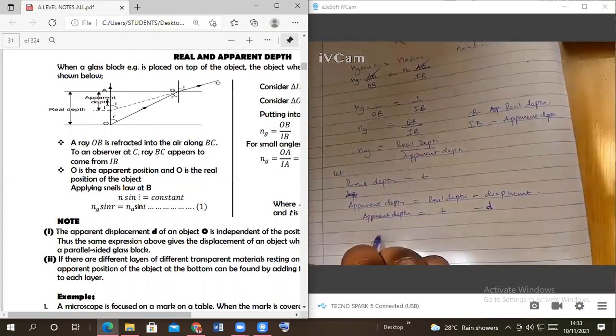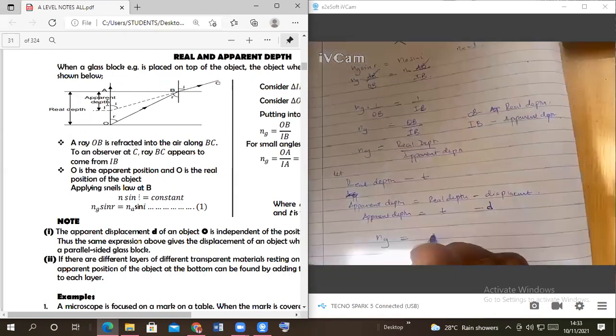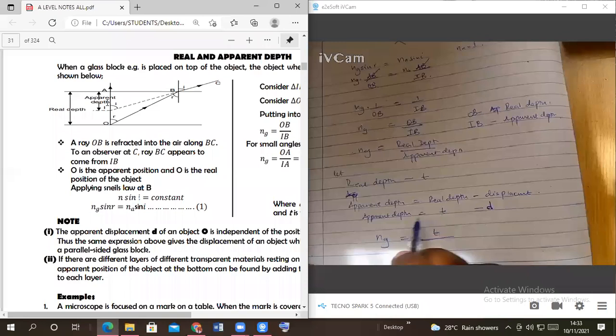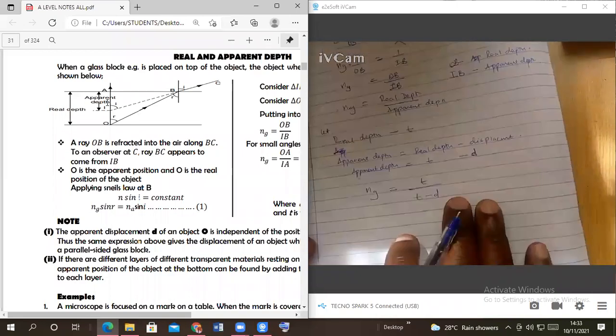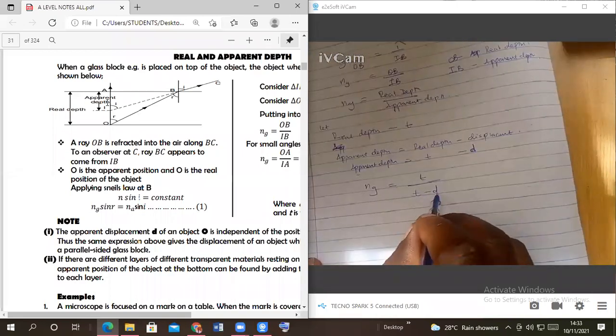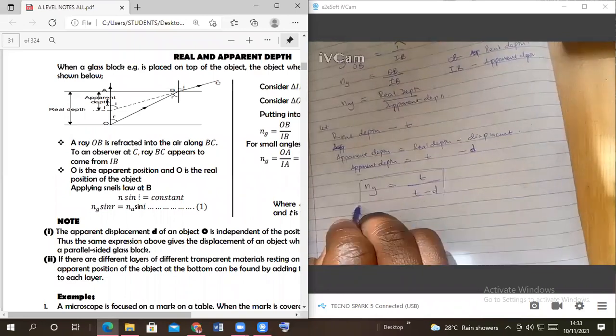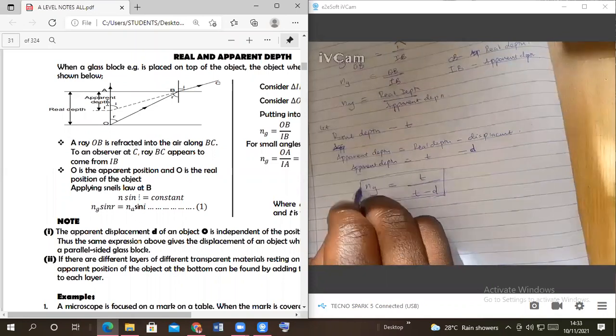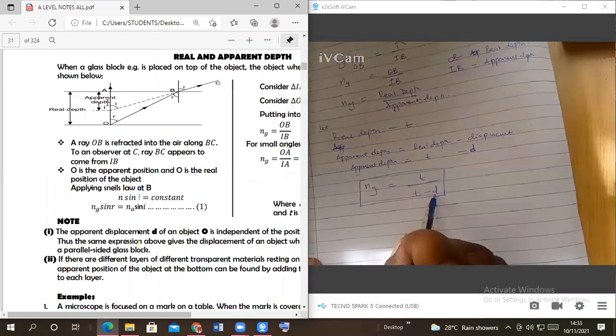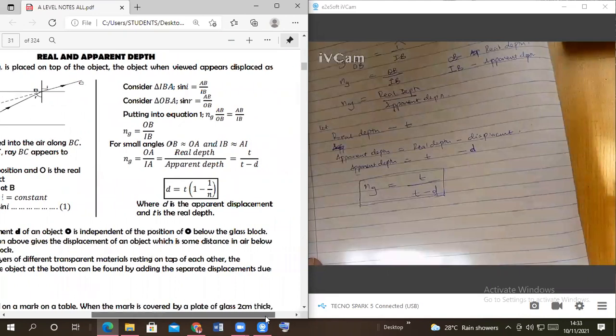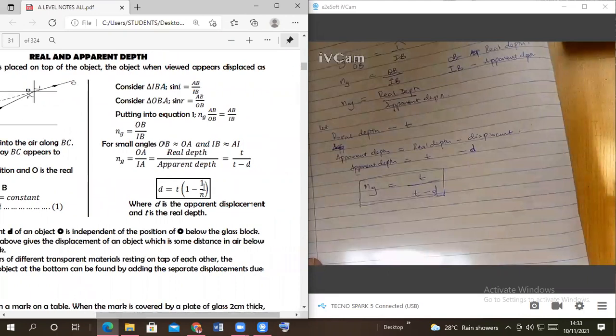So it means that refractive index is given by real depth T over the apparent depth, which is T minus D. Such that if you want to find that D, this is another formula that you should get familiar with. If you want to find D here, then make D the subject from this. I will not do that. That is very easy. It is a walkover. You can practice how to make D the subject.